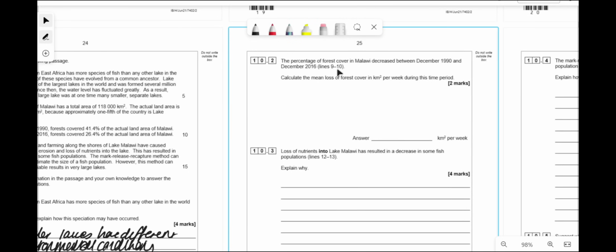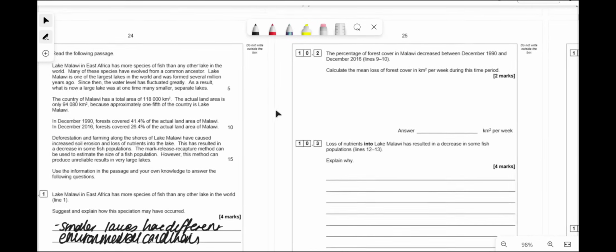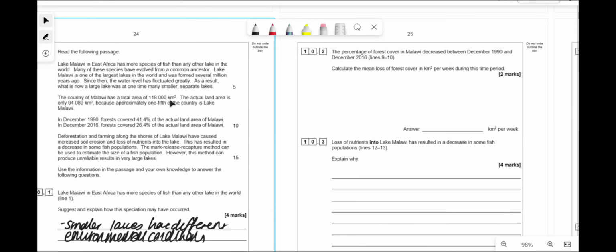The percentage of forest cover in Malawi decreased between December 1990 and December 2016. Calculate the mean loss of forest cover in kilometers squared per week during this time period. So let's have a look. The country of Malawi has a total area of 118,000 kilometers squared. The actual land area is about 94,080 kilometers squared. So they've told you that forest covered 41% of the actual land area. So we're going to be using this number, not this number.